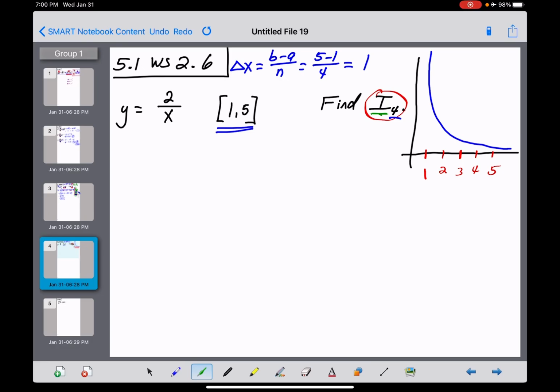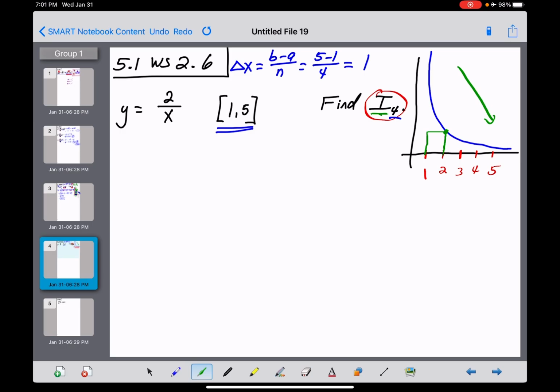Now, don't write this down. If I tried to do a left endpoint rectangle here from 2 to 3, that's no good because I'm sticking above the curve and I don't want that. So because this function is strictly decreasing from left to right, everything here needs to be a right endpoint rectangle.